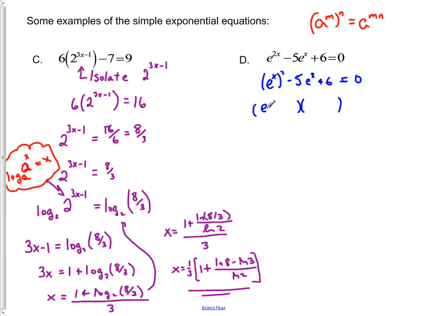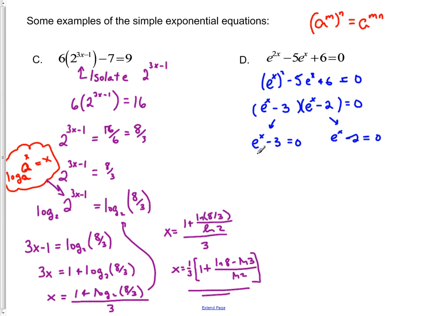Well, e to the x times e to the x would be our first term, because e to the x times e to the x is e to the x squared, which is e to the 2x. We need to find factors of our constant 6, whose sum is negative 5. Well, that has to be negative 3 and negative 2. And so in that factored form, we can rewrite this and say, well, then let's take e to the x minus 3 and set it equal to 0, because if that's true, this equation is true. And we could take e to the x minus 2 and set it equal to 0 and solve for x.